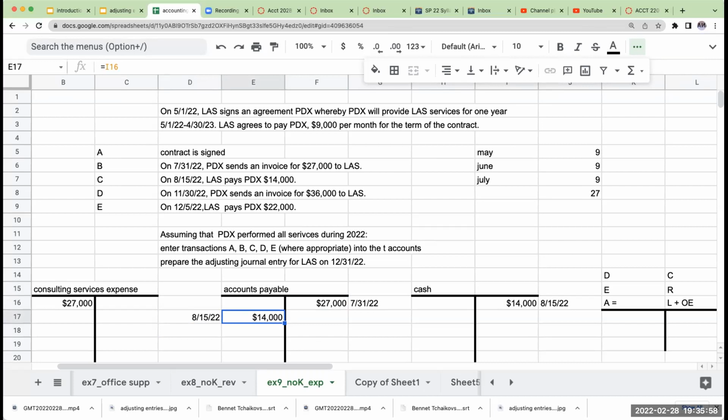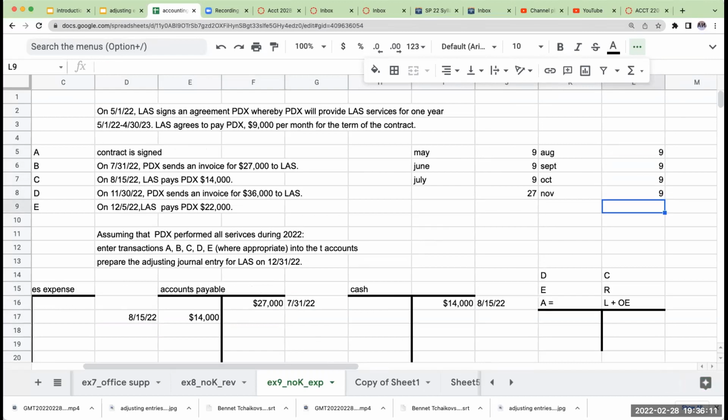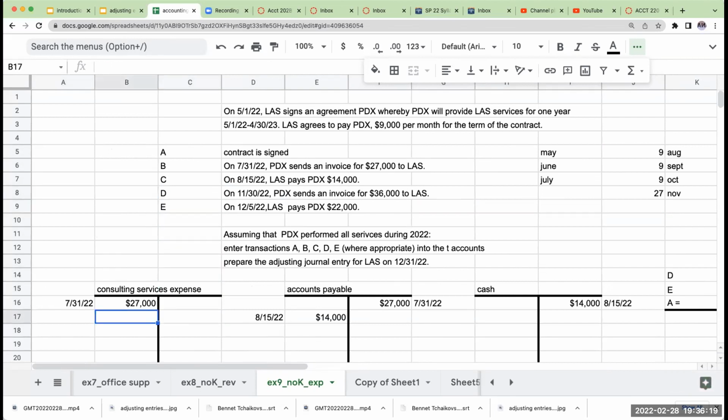Okay, take a look at letter D. They send an invoice to us for $36,000. Let's think about this. So this is going to be for August, September, October, November. They're charging us $9,000 each and every month, total of $36,000. That's where that number is coming from. So right over here, I'm going to do the same thing as I did in transaction B. So on 11/30/22, I'm going to debit consulting services expense for $36,000. I'm going to credit accounts payable for $36,000 as well.